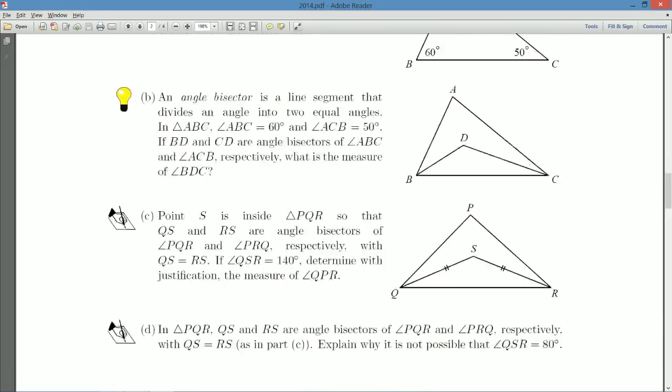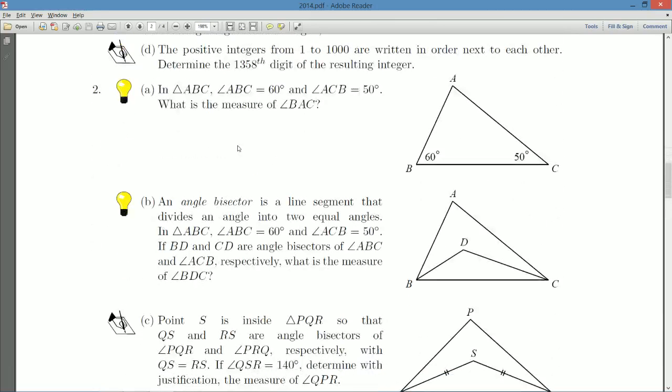Alright, looks like we have some triangles, and it's another 4-part question just like the last one. So A part, where we just need a final answer. In triangle ABC, the angle at B is going to be 60 and the angle at C is going to be 50. What is the measure of angle BAC? Okay.